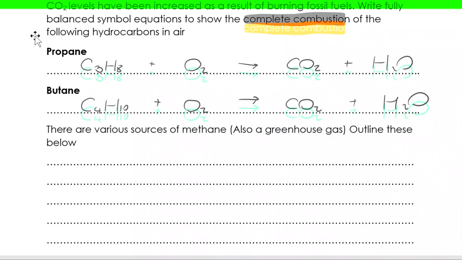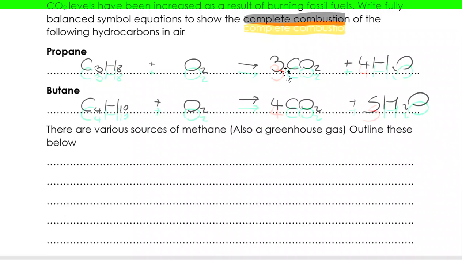I then go through and I balance. I'm going to follow the rule of CHO: balance the carbon, then the hydrogen, then the oxygen. I will always do that in combustion of hydrocarbon equations. 3 CO2 and 4 CO2. Now, I'm then going to balance my hydrogens. I've got 8 on the left here, so that's 4H2O, 10 on the left here, so that's 5H2O.